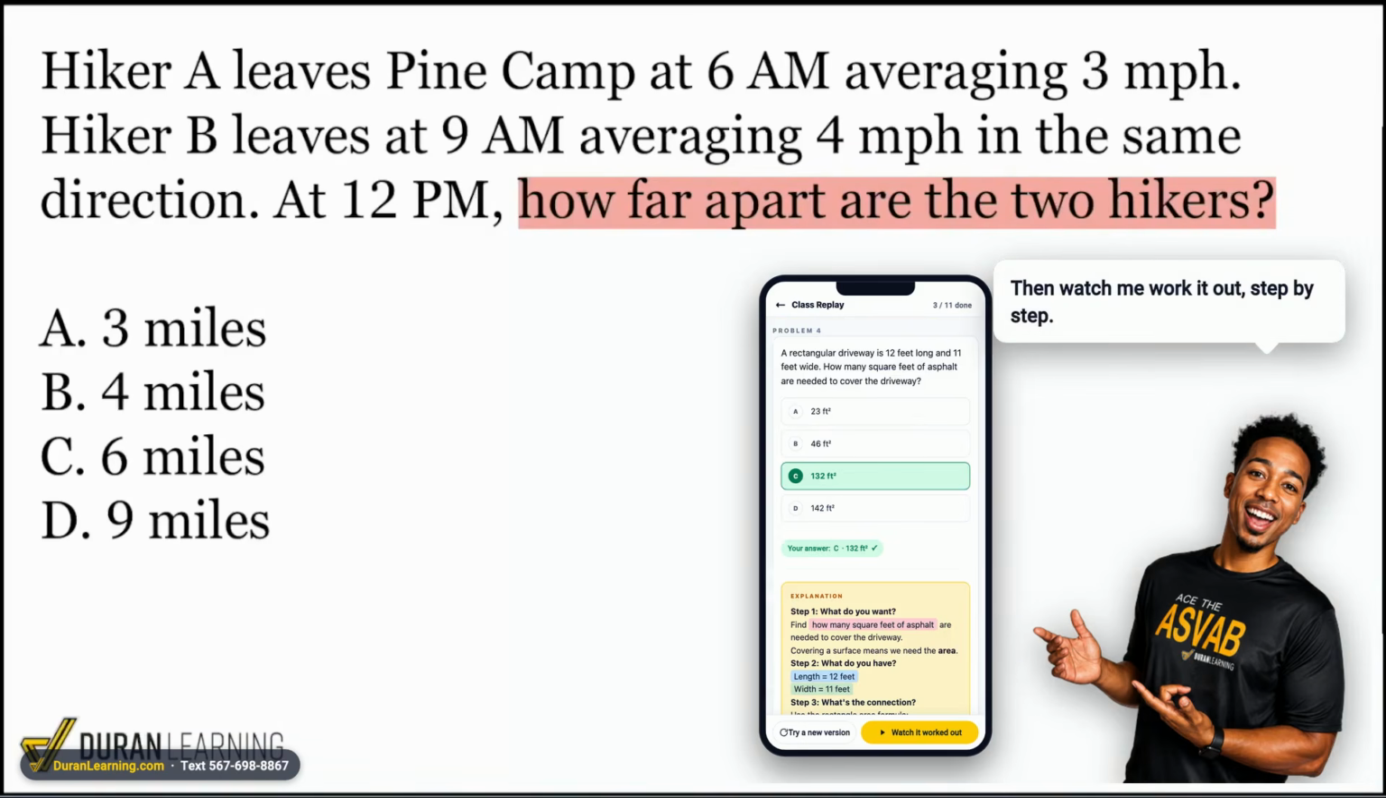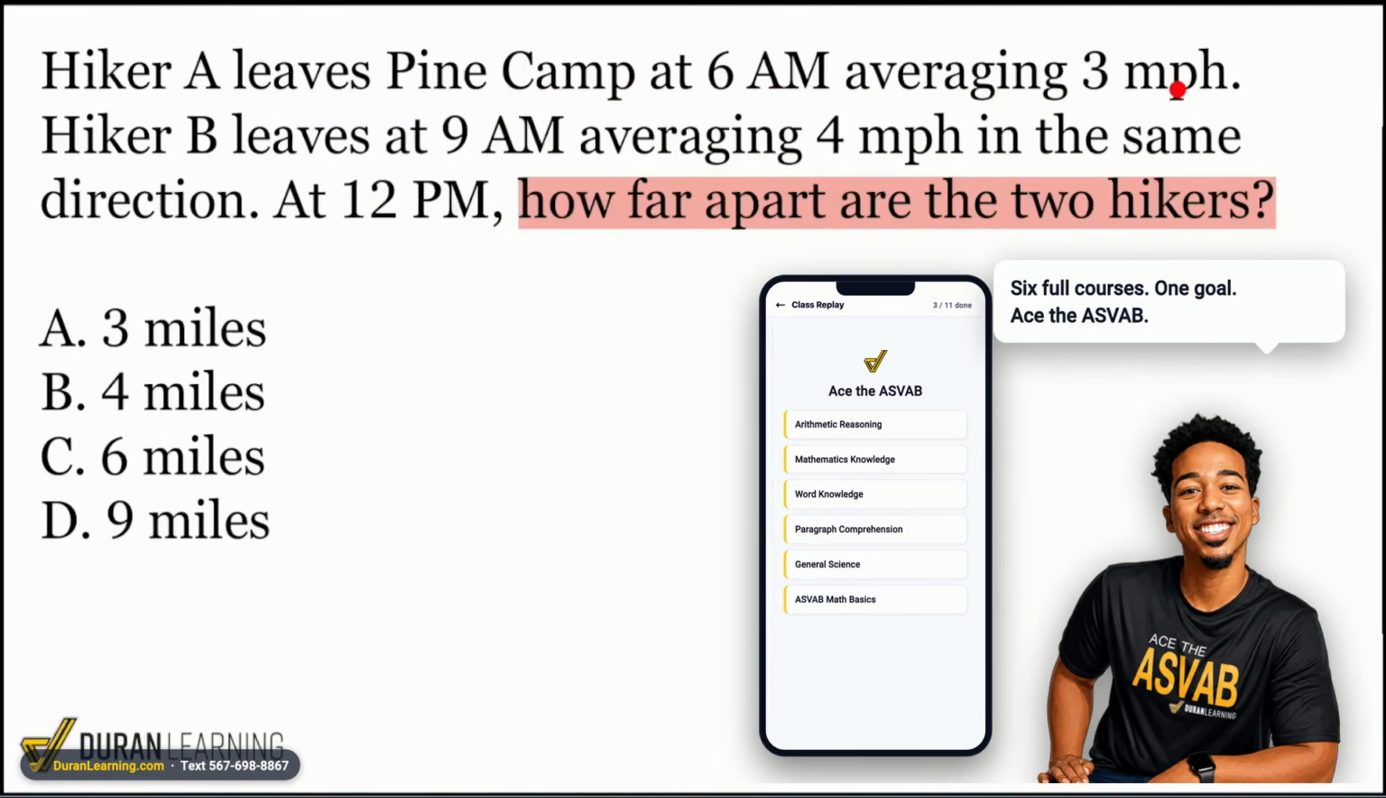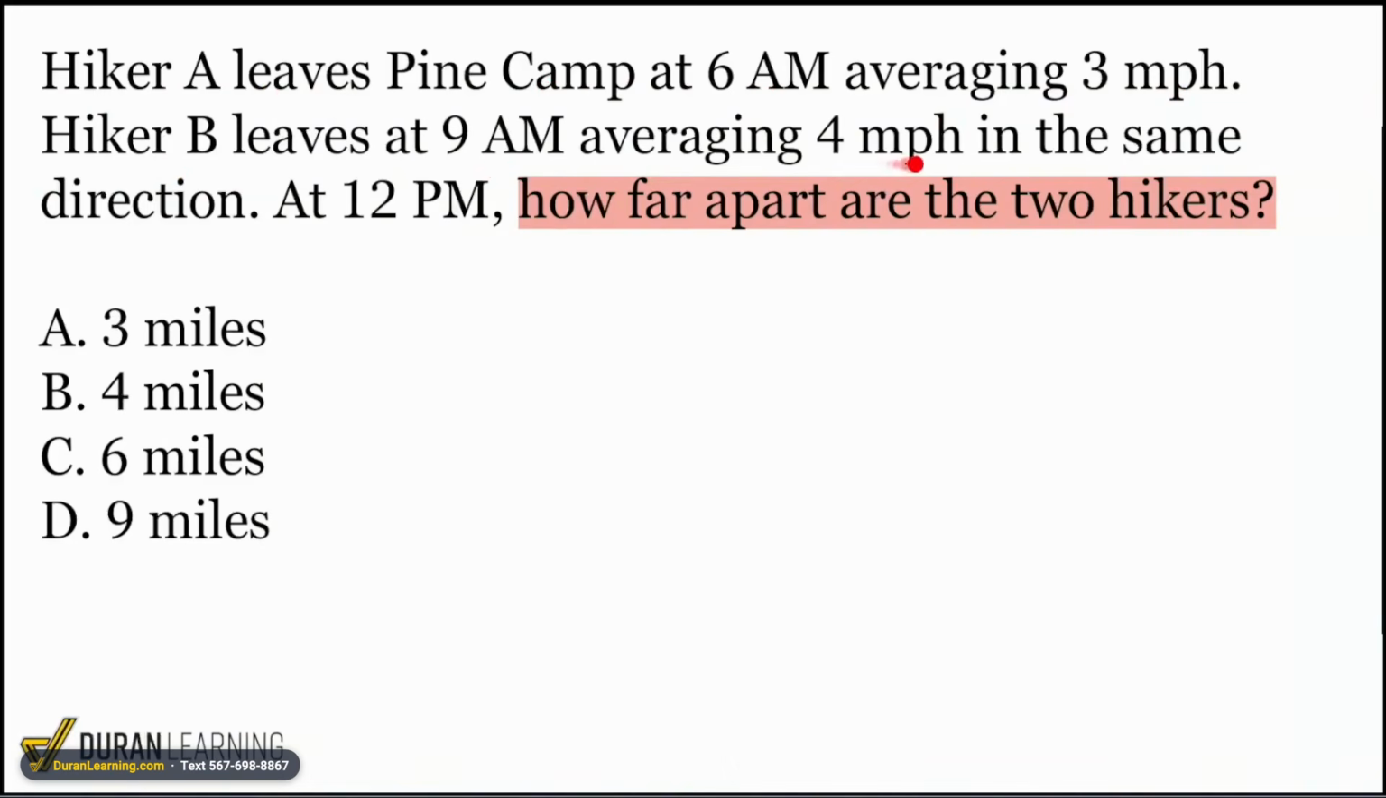Because it says hiker A leaves Pine Camp at 6 a.m., averaging 3 miles per hour. Hiker B leaves at 9 a.m., averaging 4 miles per hour in the same direction. At 12 p.m., how far apart are the two hikers? So it looks like we got a couple of things going on. But we have hiker A and hiker B.